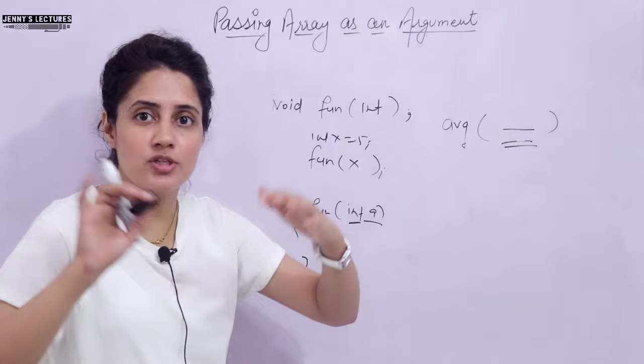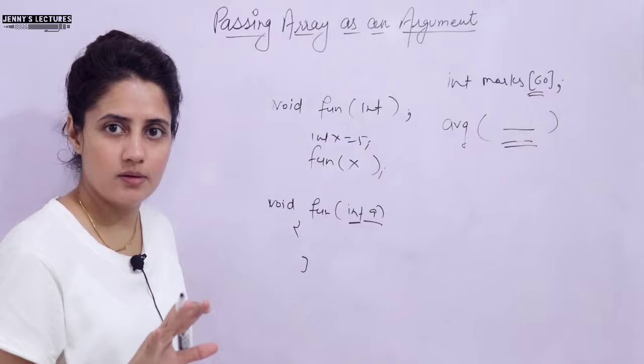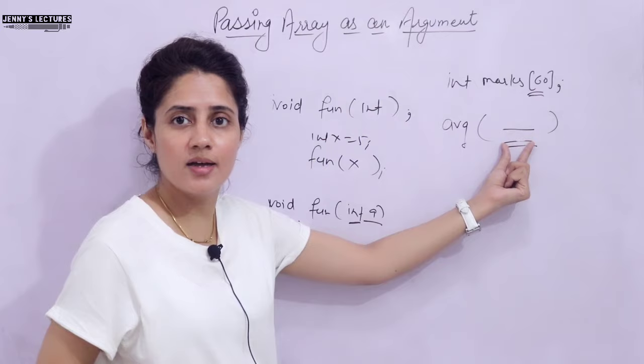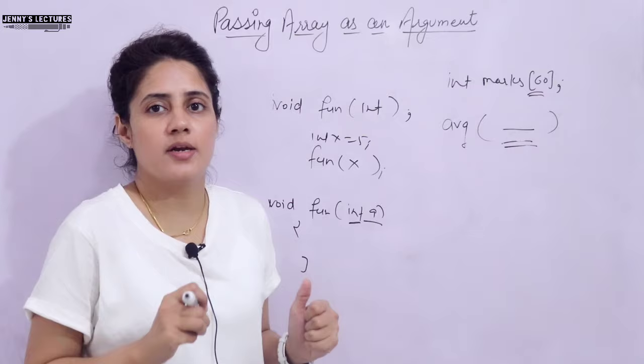Suppose I'm taking int marks and the size is 60. Here we have marks of 60 students. So you can simply pass this array rather than passing 60 variables or 60 values. That is a good idea, right? So when you want to pass a list of values to a function, then we use an array.